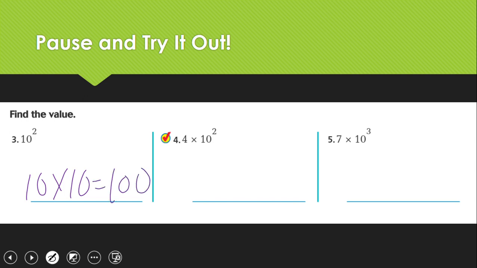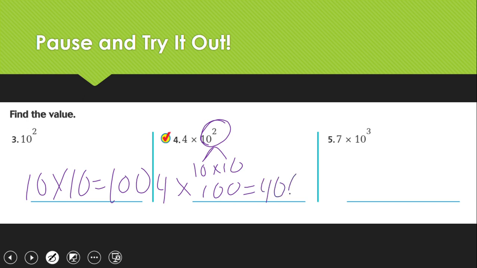Then we have 4 times 10 to the second power. Now this is a little bit confusing, a little bit different, because now we're multiplying by 4. So first let's do the power of 10. We have 10 times 10, and that equals 100. And then you need to multiply it by 4. So 4 times 100 gives me 400.